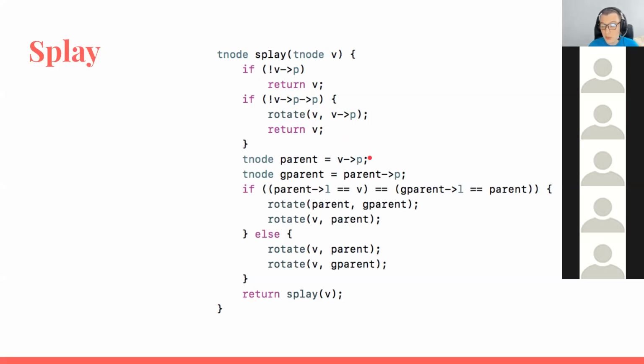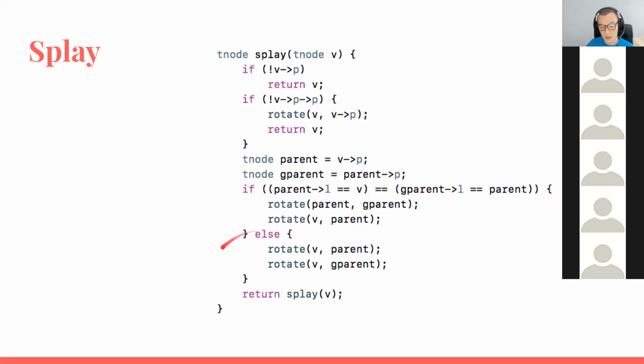Then we should be able to understand if it is a zig-zig or zig-zag situation. So in order to understand that, we should look at this equation. This equation will be true if our vertex v is the left son of the parent, and this equation will be true if our parent is the left son of the grandparent. So this total equation will be true only if these two are equal. So it means that it's either true and true or false and false.